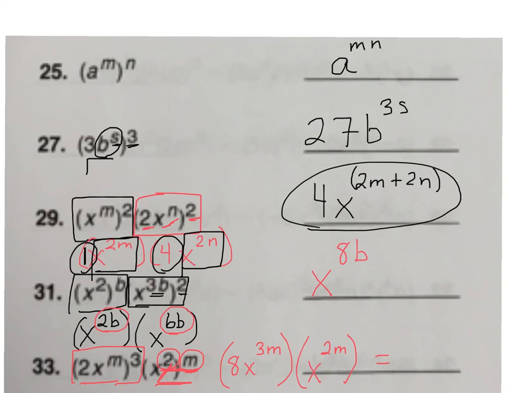And now I need to multiply these. Do I have like bases? That's an x and that's an x? I do. So what's the coefficient of this x? 1. So 8 times 1 is 8. And then here I have x to the 3m times x to the 2m. I'm multiplying like bases, so I add their exponents to be x to the what? 5m power. That's my answer right there.